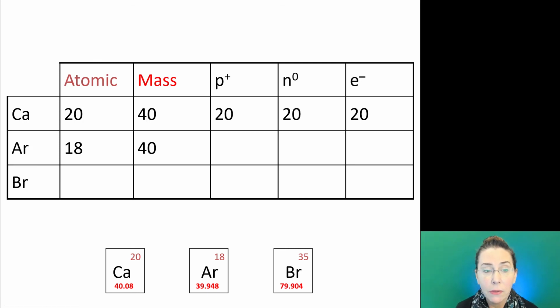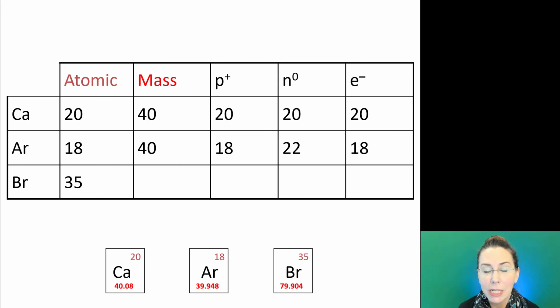The one number that will always get you to the identity of an element is its atomic number, which is equal to its number of protons. The number of protons in argon is 18. Its number of neutrons should be 22, and its electrons will also be 18 because it's the same as the number of protons. Lastly, let's take another look at bromine.